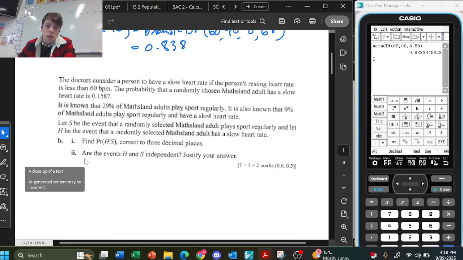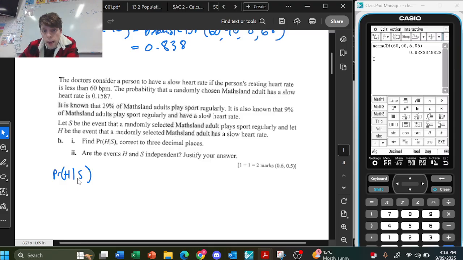We have here a lot of context. Sometimes with these questions, it's better to start with what the question's actually asking and then work our way backwards. So here we're interested in the probability that H given S. Now, what are H and S here? Well, it says here H is the event that a randomly selected adult has a slow heart rate. So what's the probability that they have a slow heart rate, given that they are playing sport regularly?